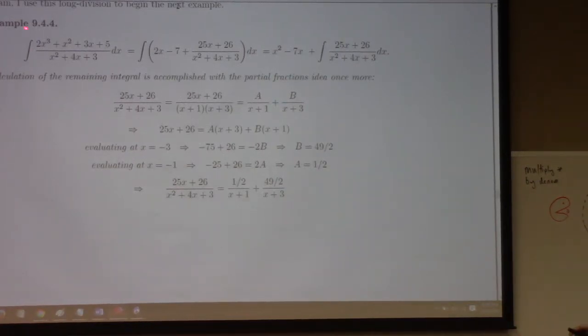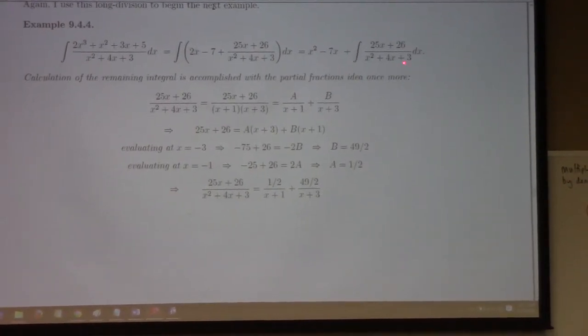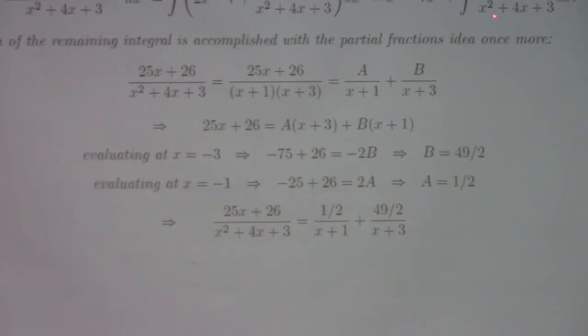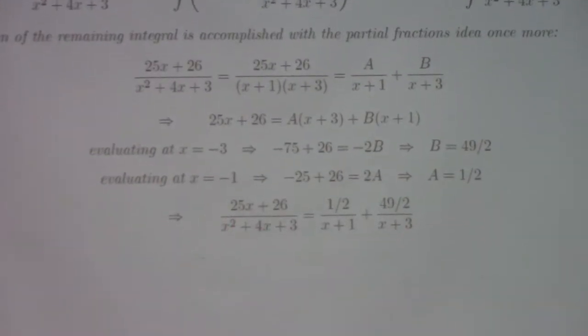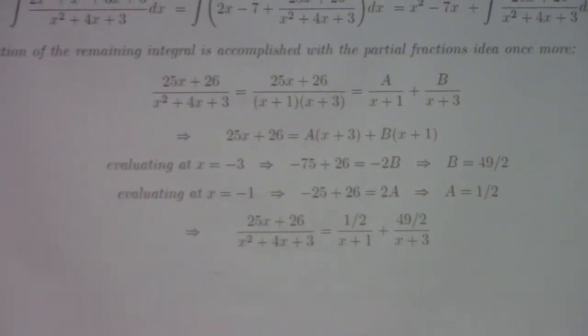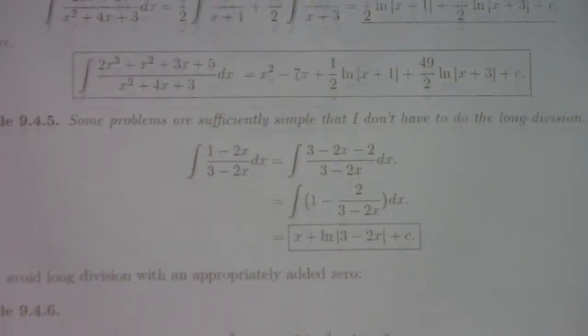Here's another one. You see 2x cubed plus x squared plus 3x plus 5. I've got a cubic upstairs, a quadratic downstairs, and I just do the long division. So long division gives you this. I didn't include the details of that. But once you have that, you can integrate this piece to get x squared minus 7x. And this piece, on the other hand, factors, that's x plus 1 times x plus 3. So you do the partial fractions, out pops this, and you integrate. We've done an example like this before. I hope this is starting to look familiar. Maybe, maybe not. Still, we did examples like this already.